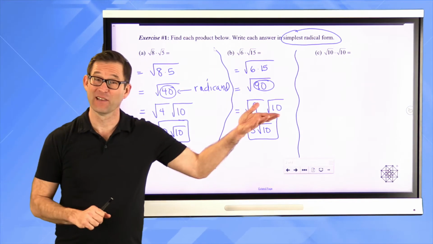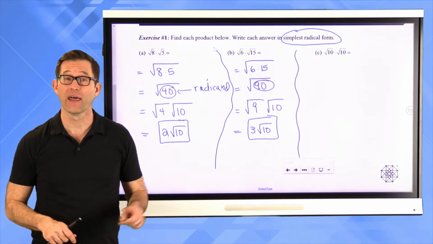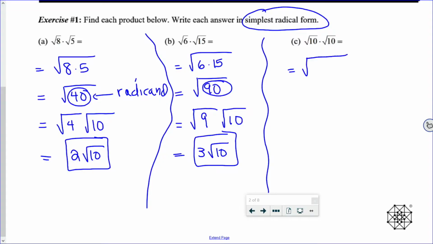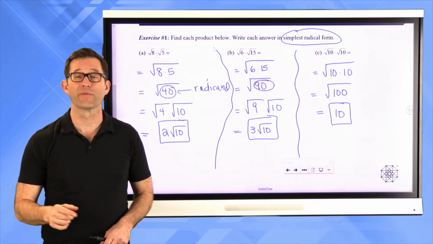including letter C, where we have the square root of 10 times the square root of 10. Now in this one, what's interesting is when you do the square root of 10 times the square root of 10, right, you get the square root of 10 times 10, which is the square root of 100, and that's equal to 10, right? I can definitely simplify that radical because 100 is a perfect square.